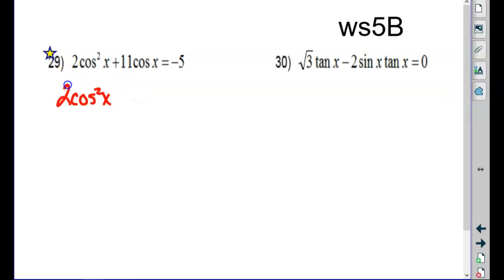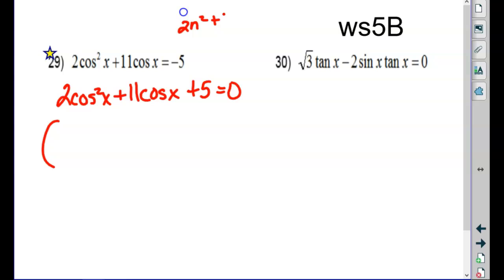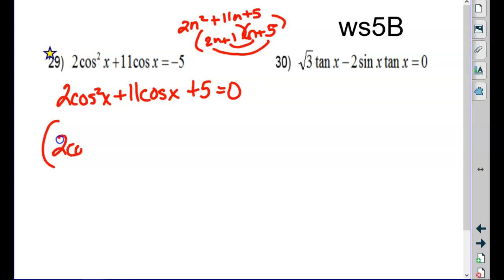Two cosine squared plus 11 cosine plus 5 equals 0. Good? Now, how do I factor 2n squared plus 11n plus 5? 2 and 1, 5 and 1. I think that's the order I would need so that I get 10 and 1 is 11 in the middle. So 2 cosine of x plus 1 and cosine of x plus 5.